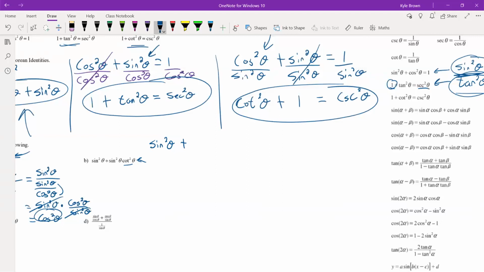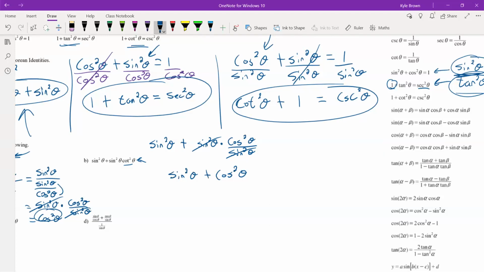So we've got sine squared theta, and then cotan is cos squared theta over sine squared theta. Okay, so in that case, we've just got, well, those cancel, right? So those get to cancel. So we've got sine squared theta plus cos squared theta. And that is more simple.